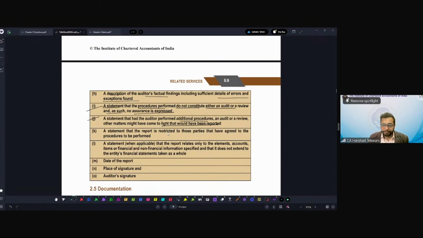For example, let's say if I had performed procedures like checking the accuracy of the data and the completeness of the data, then there were chances that a misstatement might have come to my attention, which I might have reported to you. If I had performed a full-fledged audit or a full-fledged review, but I am not performing one. That's why I am including a statement that this is not an audit, first of all, and not a review. If I had performed an audit or a review, other things might have come to my attention that I would have reported to you.